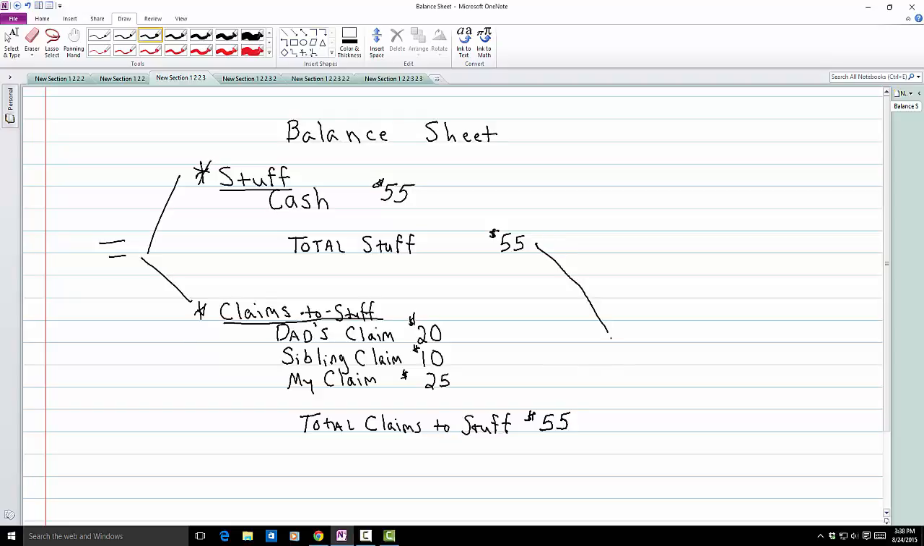So the way you can check your balance sheet, you have to make sure your total stuff equals the total claims to stuff. 55 and 55, so we do equal. Our balance sheet is good. You will do a whole lot of different balance sheets as we go along, and they'll be a little bit more involved. But essentially, the idea of the balance sheet is simply to show us what we own and who has a claim to it. And that's what that report answers.